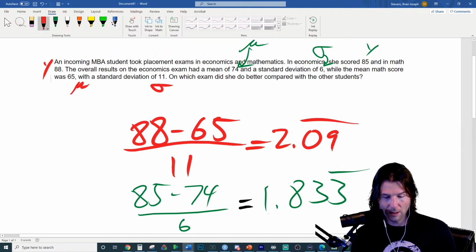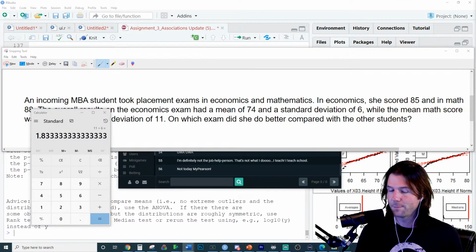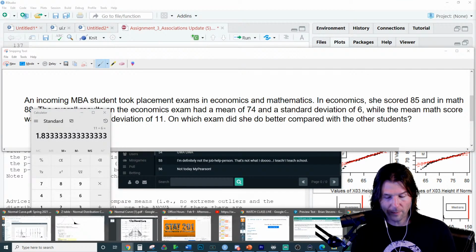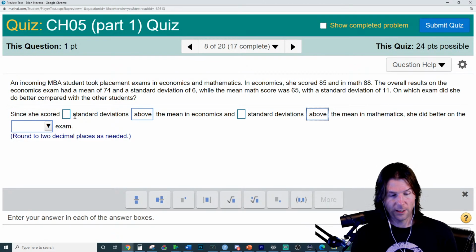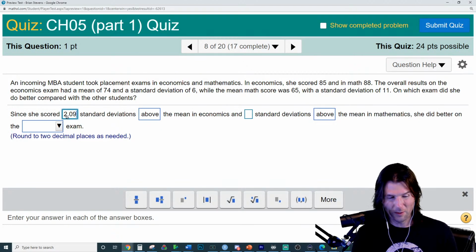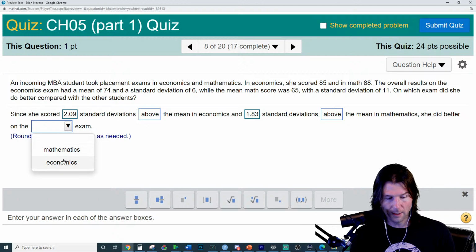This is the green. She has 1.833. I'm going to put it over here on the other screen so I can cheat and look at it. Okay, it'll make my life easier. Since she scored blank standard deviations above the mean in economics, which is red, it's 2.09. And is it going to round up? How many standard deviations? And she scored the mean in economics and 1.833 standard deviations. It wants rounded. She did better on the economics.